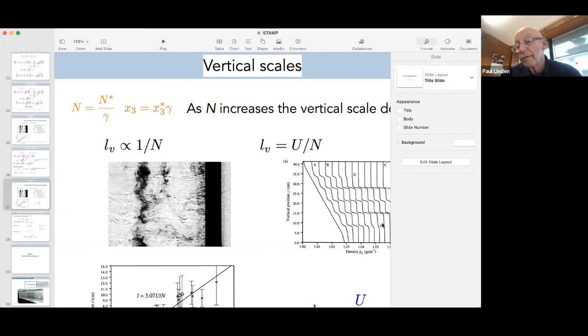And then eventually, after a long time, everything gets mixed completely. So you end up with a stratification which is just the average of the initial stratification in the long term. The time scale for this is something I don't really understand, to be honest. I just know it takes a long time. Okay. Thank you.